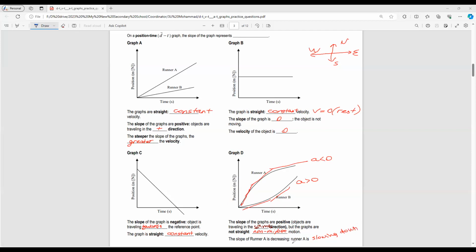And for runner B, what happens to runner B? It goes faster. Faster, good. So it's speeding up.